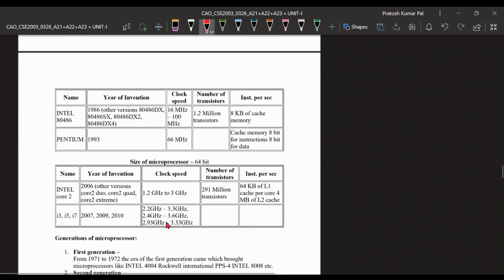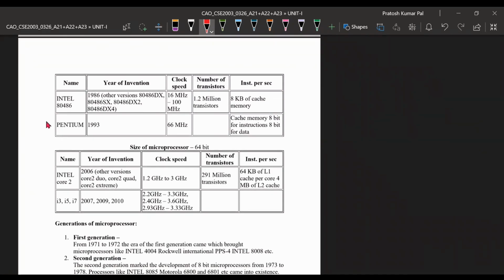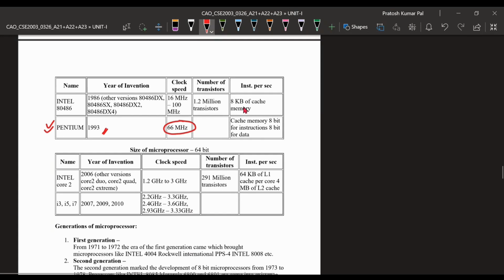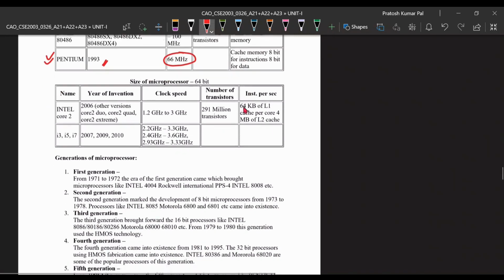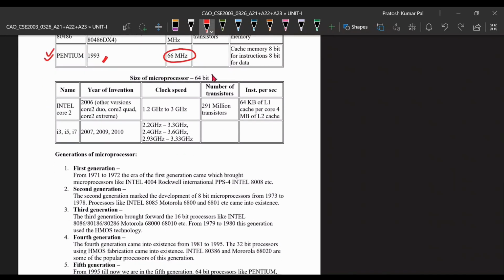You might be knowing about the Pentium. There was a time in 1993 when the Pentium was invented. Here the clock speed was 66 megahertz, and it has an extra memory, like cache memory, of 8-bit, and instruction memory of 8-bit for the data. So there was an introduction of cache memory in the Pentium.